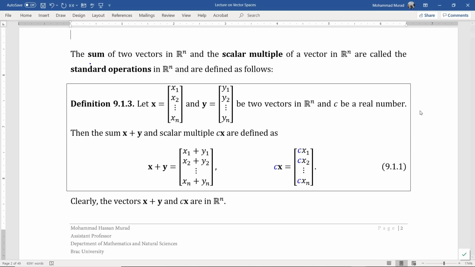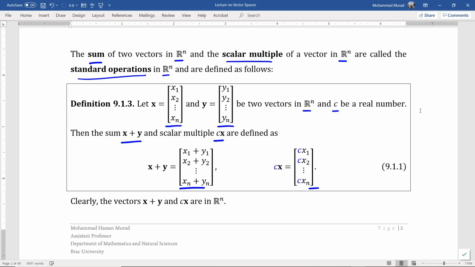The sum of two vectors in the set Rn and the scalar multiple of a vector in Rn are called the standard operations in Rn and are defined as follows. Let x and y be two vectors in the set Rn and c be a real number. Then the sum, denoted by this symbol, and the scalar multiple, denoted by this symbol, are defined as these two formulas.